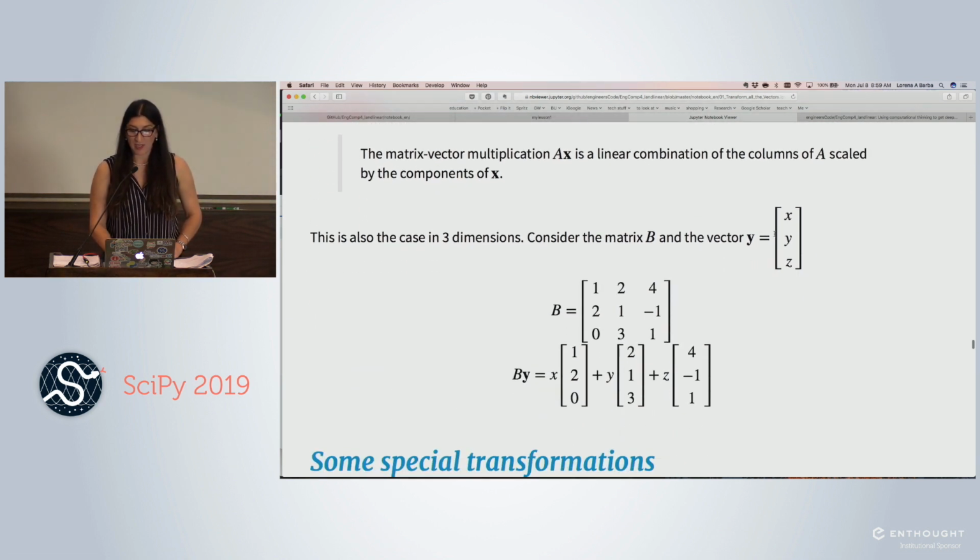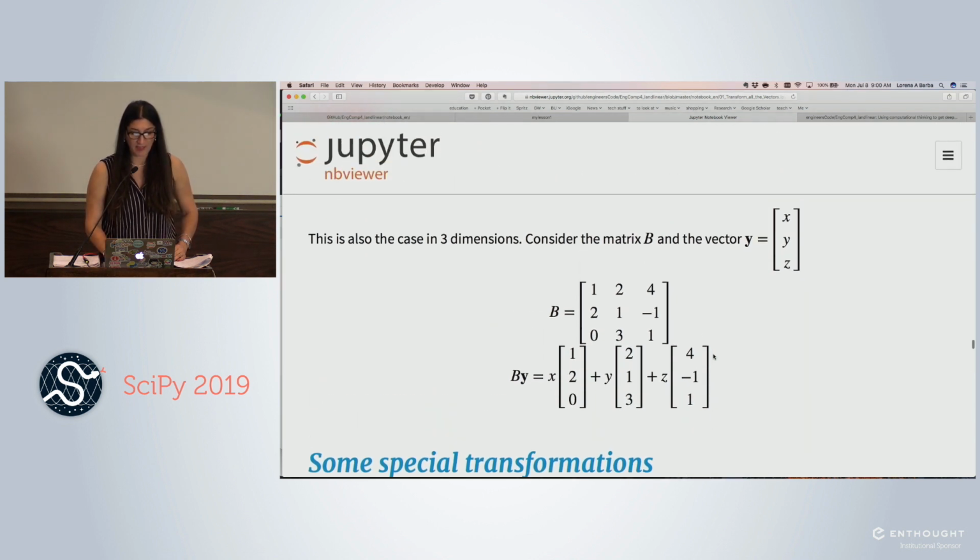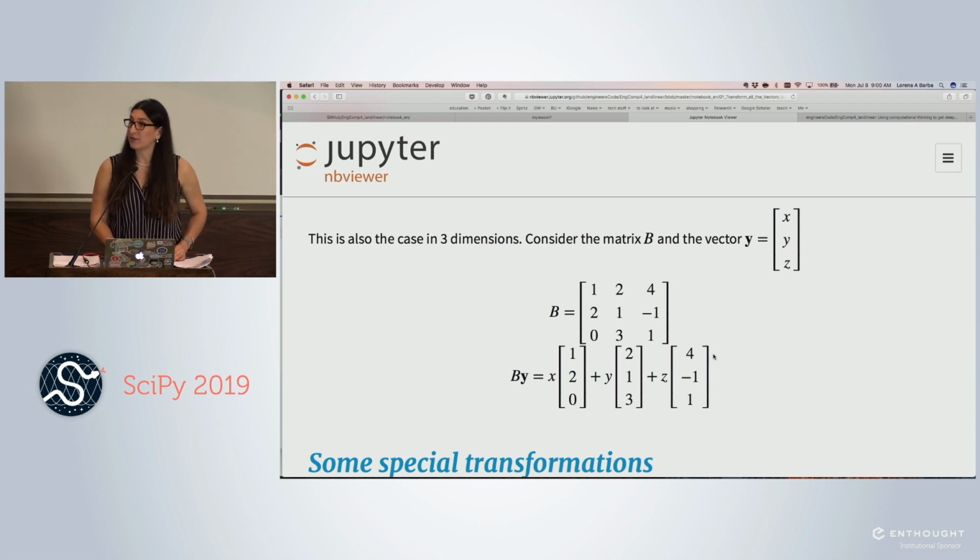So in 3 dimensions, suppose that we have a vector in 3 dimensions that has 3 coordinates x, y, z. And we have a matrix B that represents a linear transformation between two vector spaces. Multiplying the matrix B times the vector is a linear combination of the columns. The first column of B is 1, 2, 0, which is the vector 1, 2, 0 multiplying the first component of X. The second column multiplies the second component, and the third column multiplies the third component. Now what you have is the scaling of three vectors added together. The result is, of course, another vector. The result of a matrix vector multiplication is a vector.